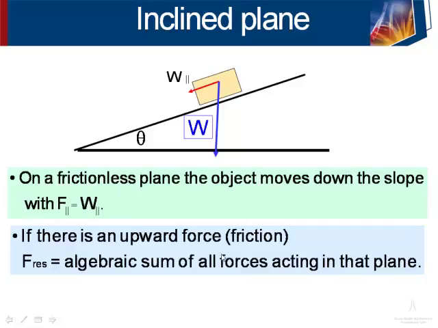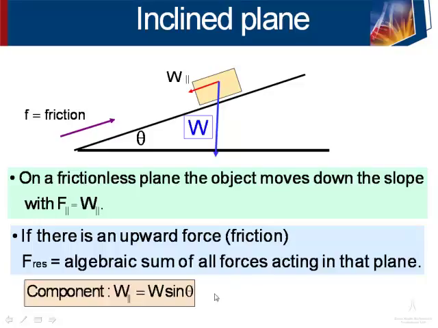If there's an upward force of friction on the slope, the resultant force would be equal to the algebraic sum of all the forces acting in that plane. In other words, if we consider the friction force going up the slope as this box moves down the slope, we would need to take this force and minus the frictional force to get the resultant force. So your resultant force is your algebraic sum of all the forces acting in that plane. Remember, if you take this force as positive, your frictional force will be negative.